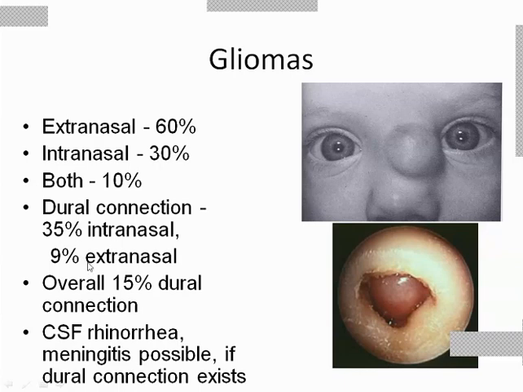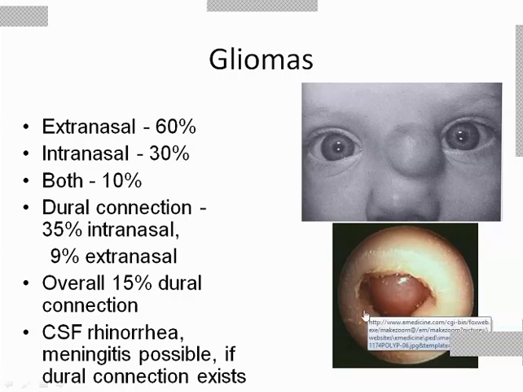So here the possibilities of CSF rhinorrhea and meningitis are there, but very less. Because whenever there is dural connectivity, then there is every chance of having intracranial infections like meningitis. Or if you take a biopsy, and they are having intracranial connectivity, you can have a CSF leak.